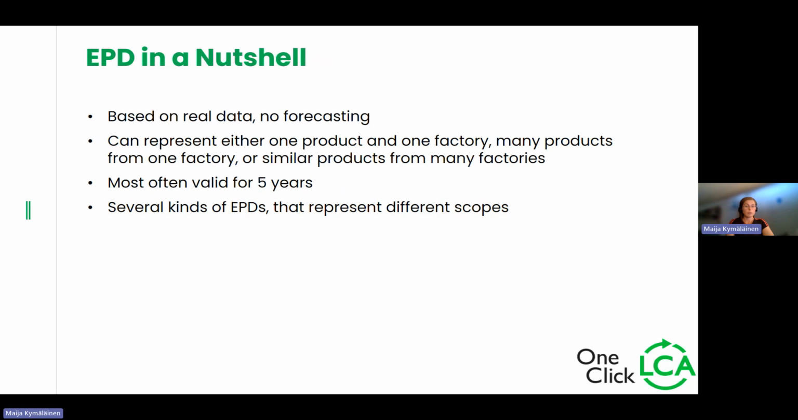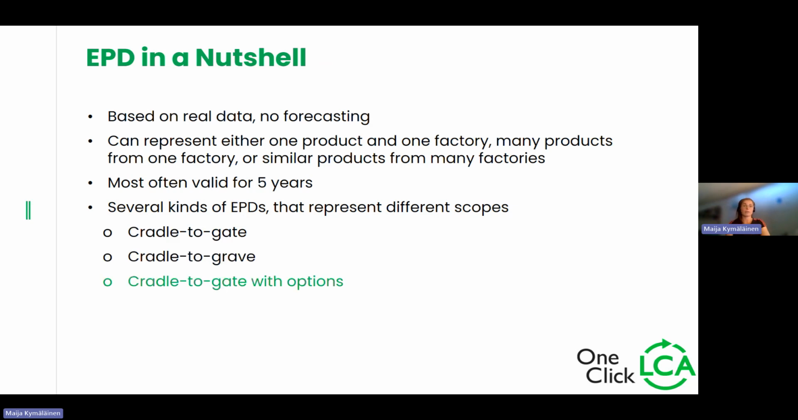And there are several kinds of EPDs that represent different scopes. So as we saw those different tables with the LCA modules and stages, these kind of EPDs may follow different scopes. So they can be cradle to gate, which means that they have only the A1 to A3 modules. But these kind of EPDs are not that common anymore. They can be cradle to grave, which means that they have the whole life cycle included, or they can be cradle to gate or cradle to grave with options.